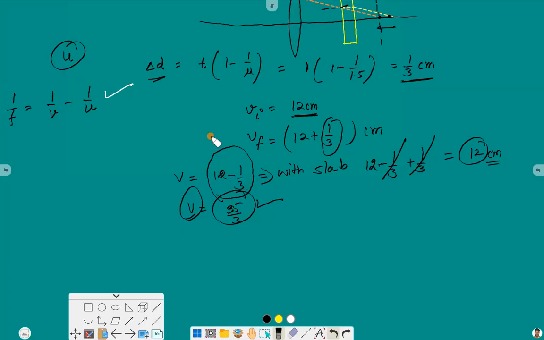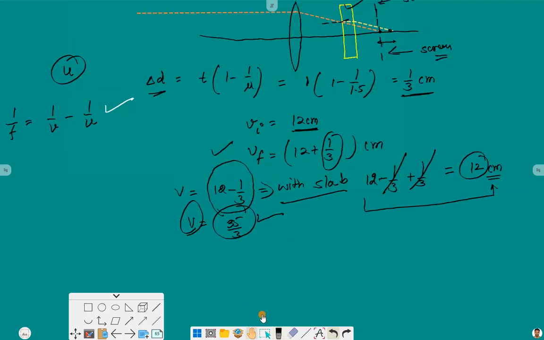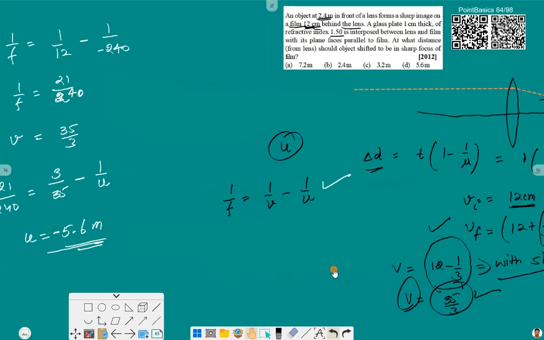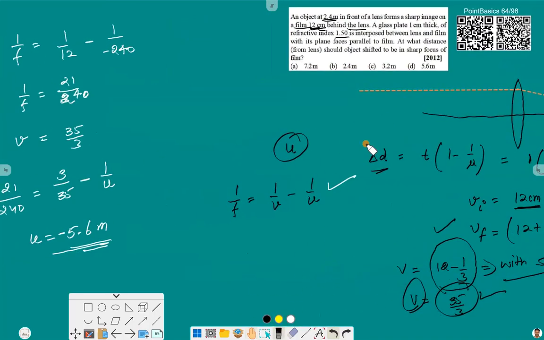12 minus 1 by 3 without slab, and with slab it will become 12 centimeter, which is the place where we have the screen. So if we match, that is option D. So option D is the right answer for this question. Now let us move ahead.